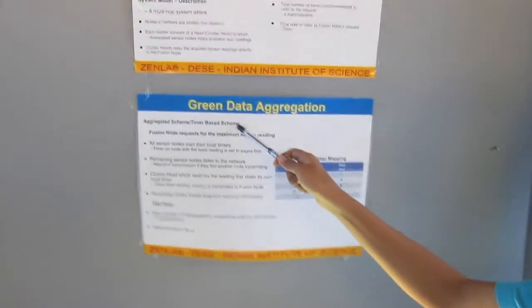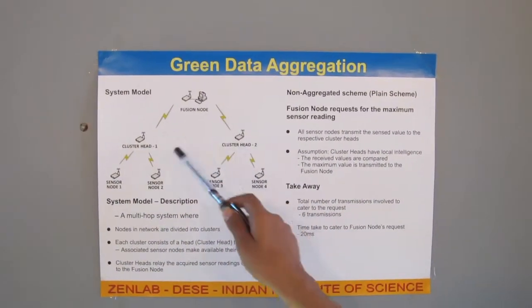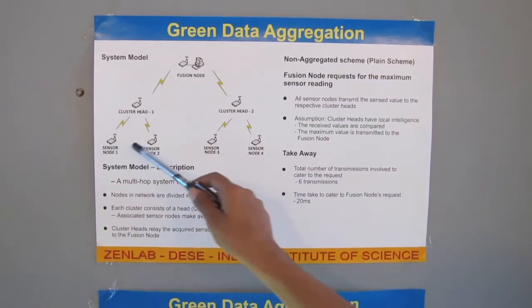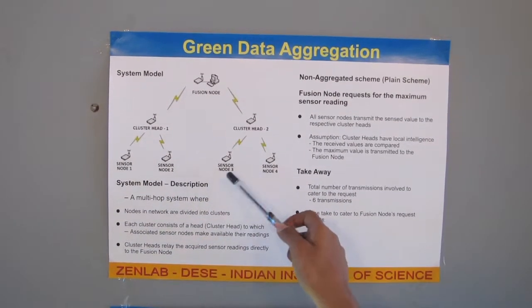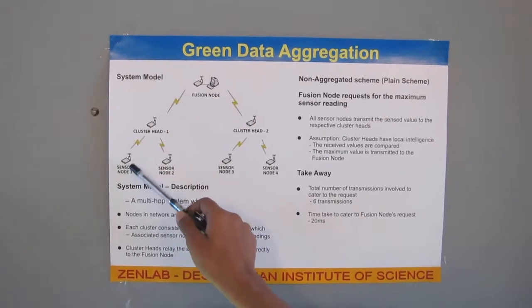In the timer-based scheme, when the fusion node makes a request for the highest temperature, the cluster heads receive the request and forward the request to their respective sensor nodes. On receiving the request for the highest temperature, each sensor node in the network reads their respective temperature values and starts a timer.